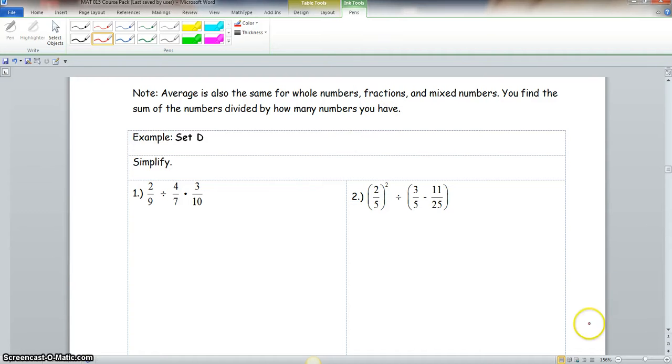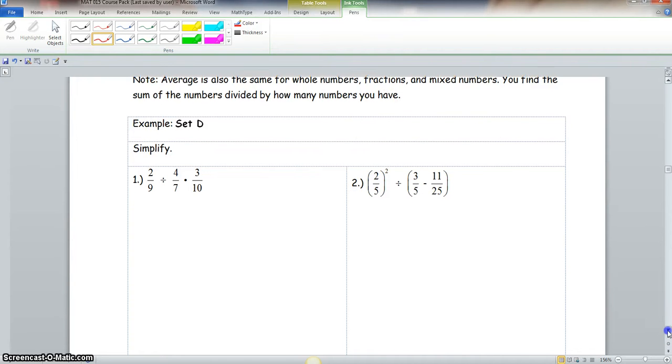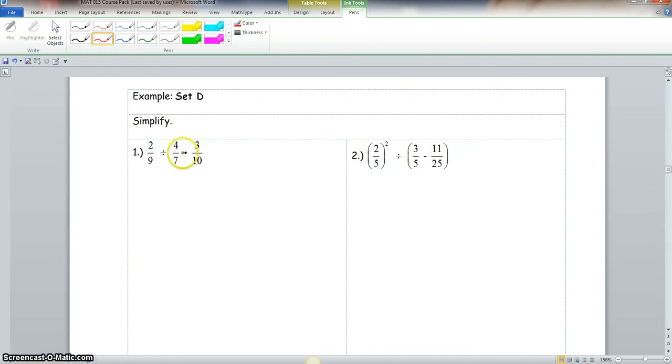Okay, now, our first problem here. We had division and multiplication. Now, we know according to the order of operations, we do whichever one of these comes first from left to right. From the left, division came first, so we'll do the division first. So we had 2/9, division will become multiplication, and we'll take the reciprocal of the second fraction here.